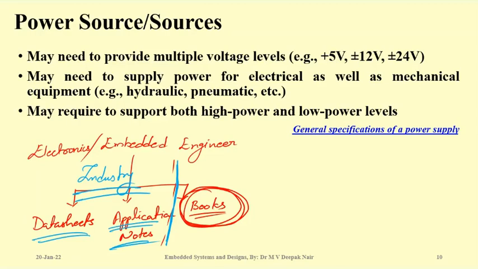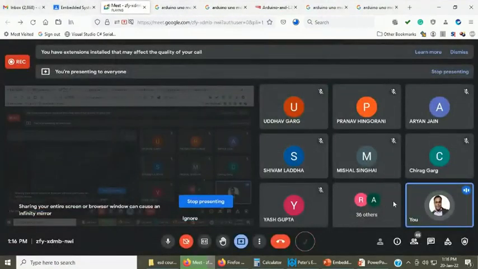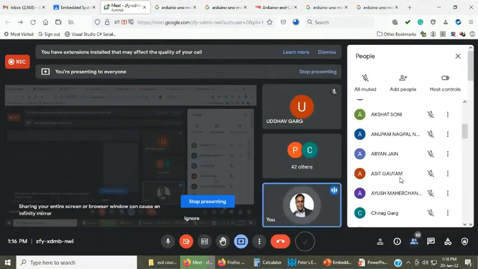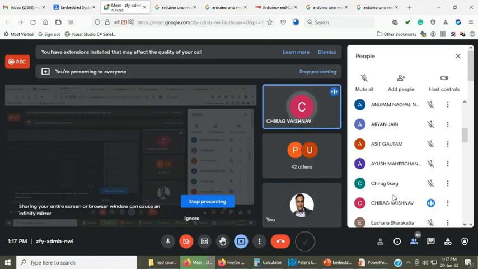Wait a second, let me take one person as an example. Don't worry if you don't know the answer. It is not that you are going to get some negative marks. Okay, Chirag, are you online? Yes, sir. Okay, Chirag Vaishnav. So Chirag, have you worked with the power supply in our basic electronics lab? Yes, sir. Can you tell me what was the maximum power which that power supply can generate? Sir, I honestly don't remember that.